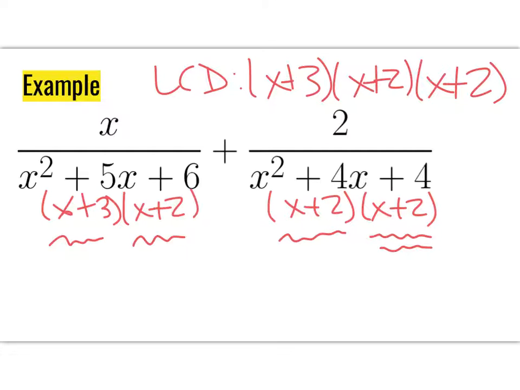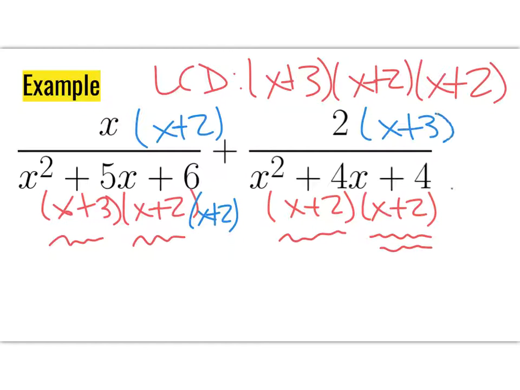And to get there, we'll take the first rational expression, multiply top and bottom by an x plus 2. That way we've met the common denominator. And in the second fraction, we need to multiply top and bottom by x plus 3. Remember, if you do something to the top of the fraction, you must do the same thing to the bottom in order to keep them equivalent.